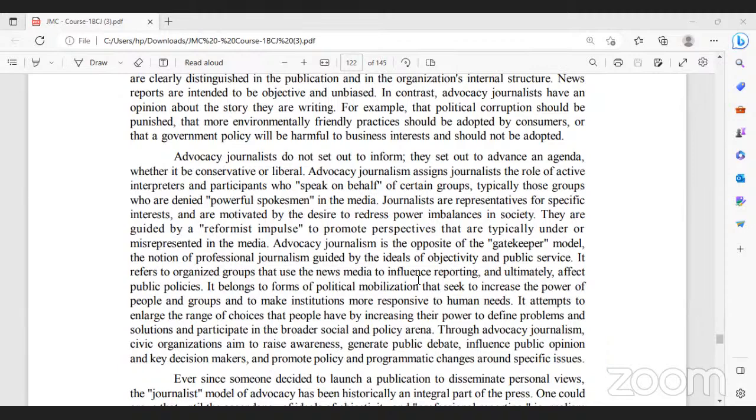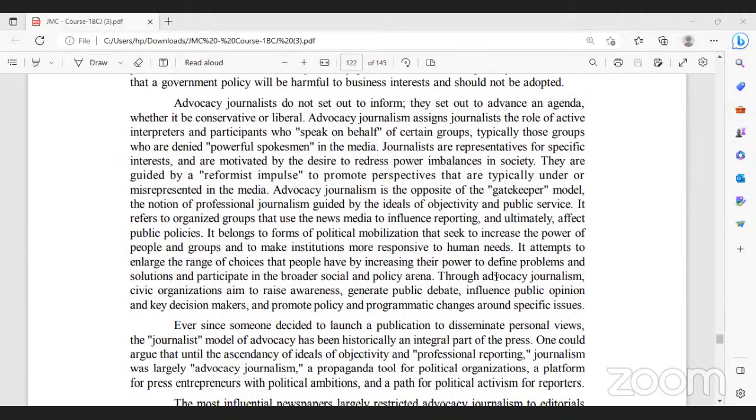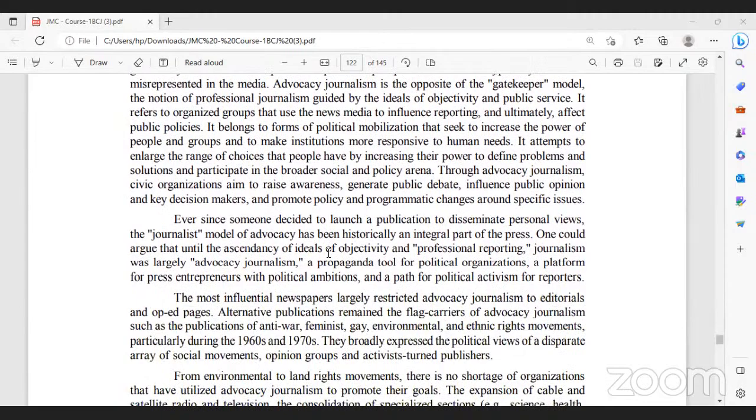It belongs to forms of political mobilization that try to increase the power of people and groups, to make institutions more responsive to human needs, and attempt to enlarge the range of choices that people have by increasing the power to define problems and solutions and participate in a broader social and policy arena. So through advocacy journalism, civic organizations aim to raise awareness, generate public debate, influence public opinion, and also make key decisions and promote policy changes around specific issues. So it is all about advocacy journalism.